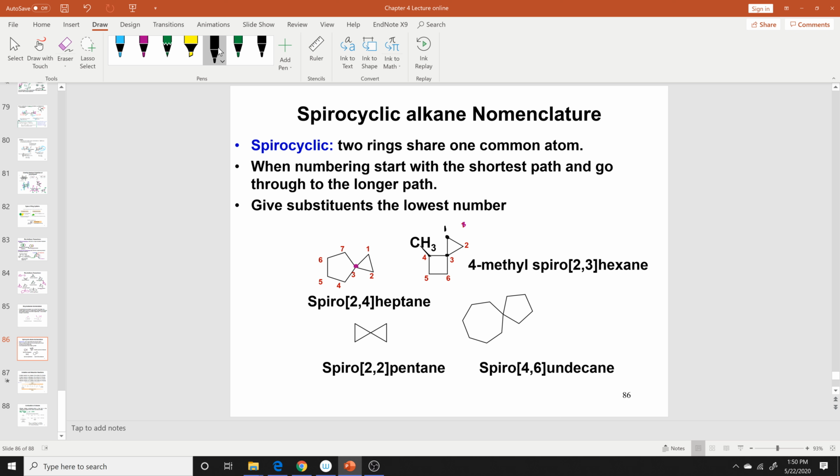Now I have the option to go 3, 4 or 3, 4. Just choose the option to give your substituent the lowest number. So that is going to be 4-methyl in that case, and then name it as spiro because it's 1 point in connection. I have 2 carbons on this side, I have 3 carbons on the other side, and then your total number of carbons in the chain.